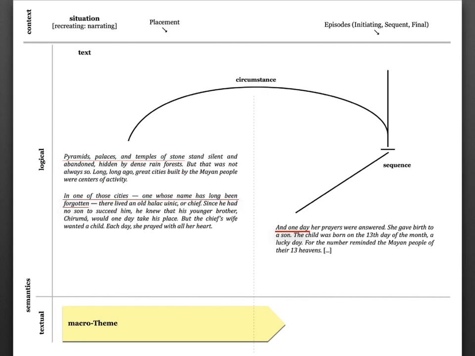So if we can pull back, we see that this folktale starts with a placement in terms of the context of narrative, and then there is a clear mark with "and one day" when it moves to the next stage of storytelling, that of telling of a number of episodes, the initiating one. And again, if we focus on the textual orientation given by the text, then we move from macro theme into the text.